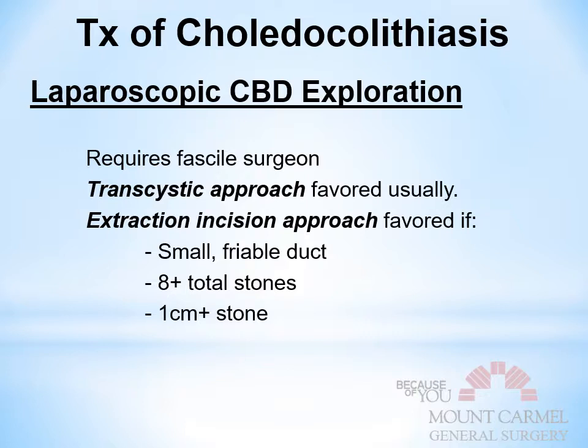Now you can perform a laparoscopic common bile duct exploration. This requires a facile surgeon, as is repeated over and over again. Essentially, you're seeing somebody who knows what they're doing. You can do a transcystic approach, where you approach via the cystic duct and get in. Or if you encounter a stone that's too big, such as with a small friable duct, or 8 or more stones, or a very large stone over 1 centimeter, then you essentially go down, incise into the common bile duct itself and retrieve the stone.